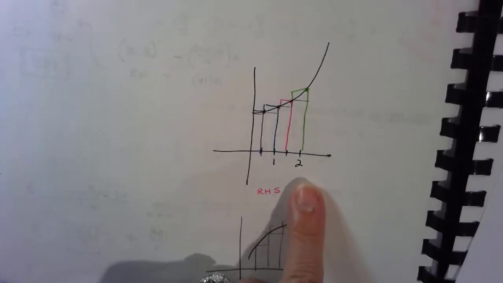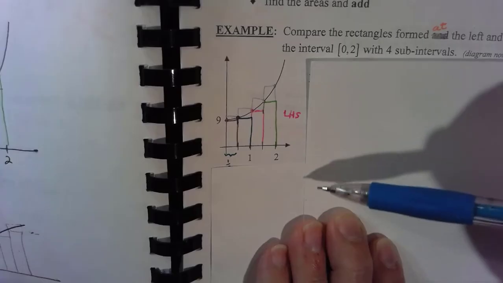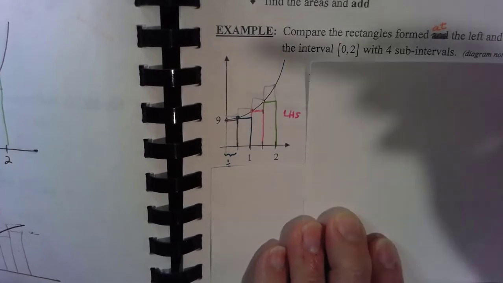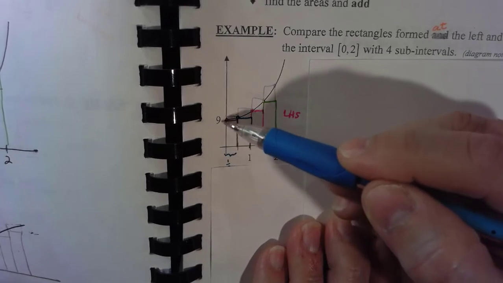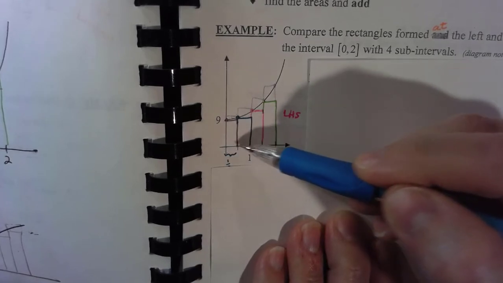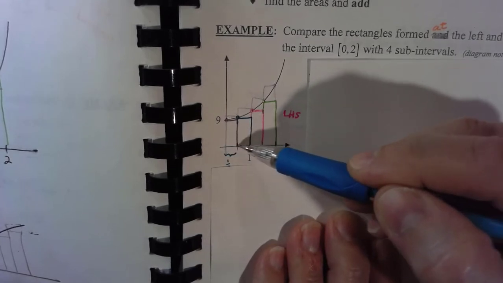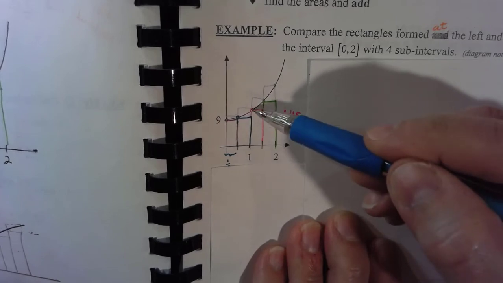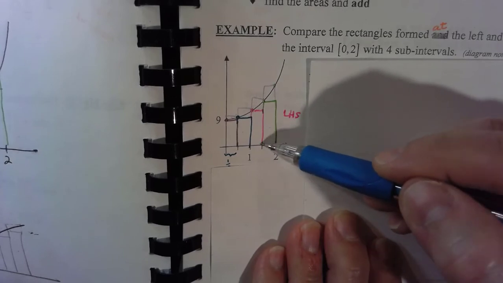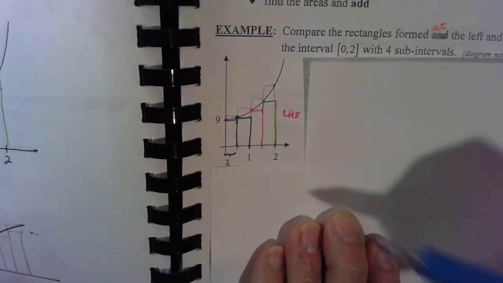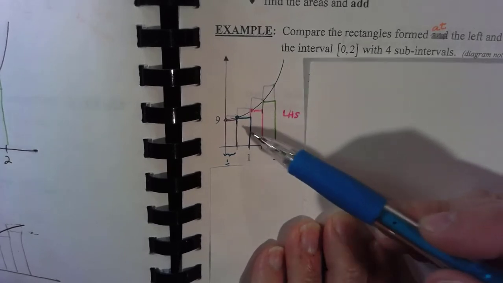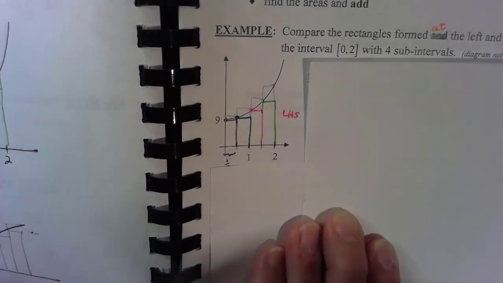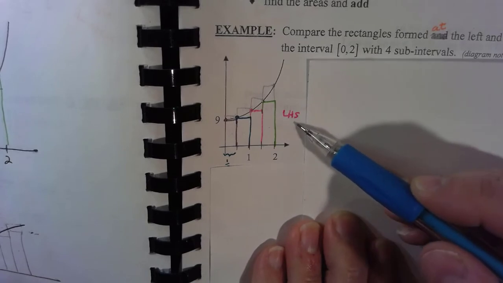You could look at these rectangles here. We call these rectangles a left-hand sum because the height of each rectangle is found at the left endpoint of each subinterval. Here's my subinterval, left endpoint, there's the height. Here's my subinterval, left endpoint, there's the height. So each of these colored rectangles lie below the curve. This is a left-hand sum.